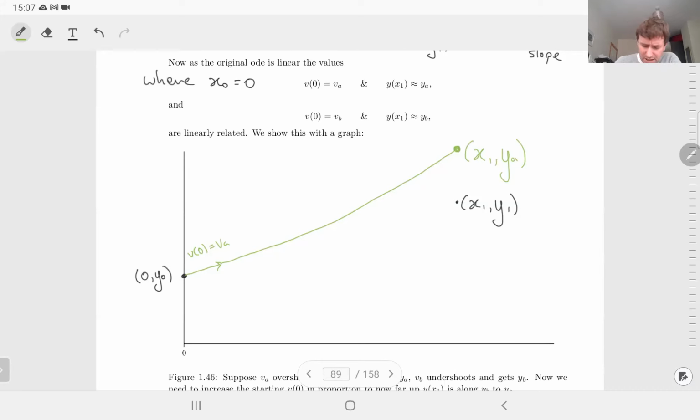Now let's take a second shot. Maybe this time, rather than aiming straight at it, we'll aim with an initial slope of zero. No, I'll draw it differently, otherwise it might be a bit confusing. So we'll try a different starting slope and see, can we hit Y1? This is a second starting slope. We run our numerical method, be it Euler's method or Heun's method, and maybe it comes up here. We're trying to hit Y1, and we have an overshot and an undershot.